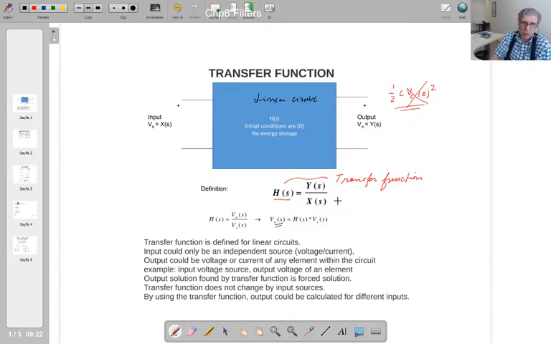That's the definition, so it fits in. Transfer function does not change by input sources. So you see here, that is the input function and that's the output function. So if you write the output, these two are going to disappear. So the transfer function is independent from the input.